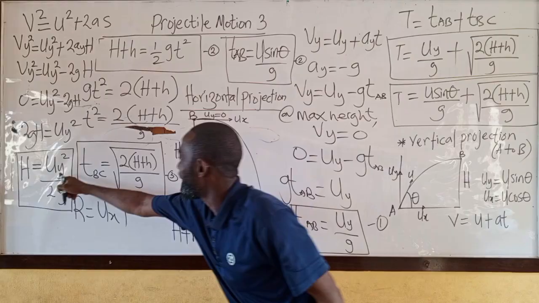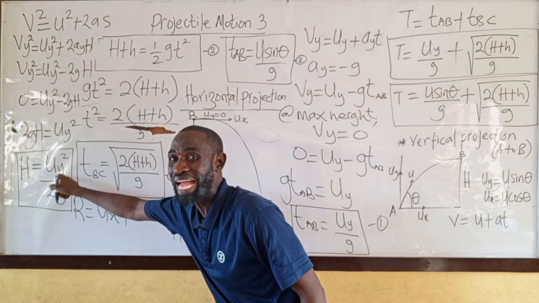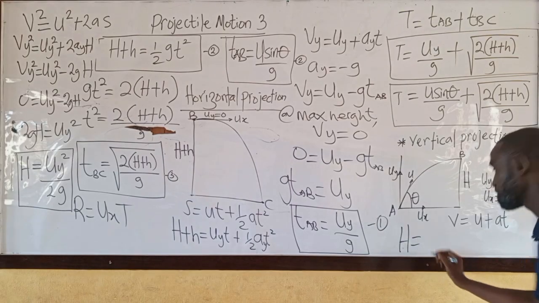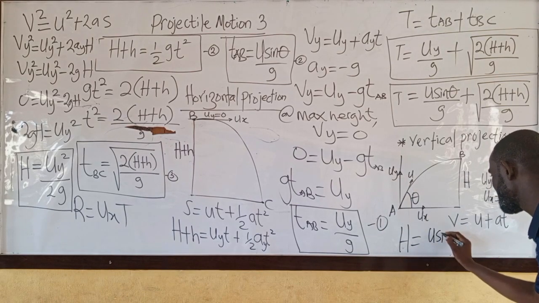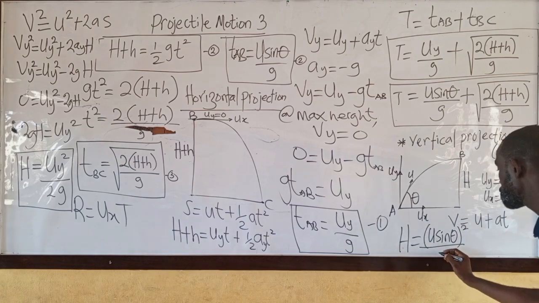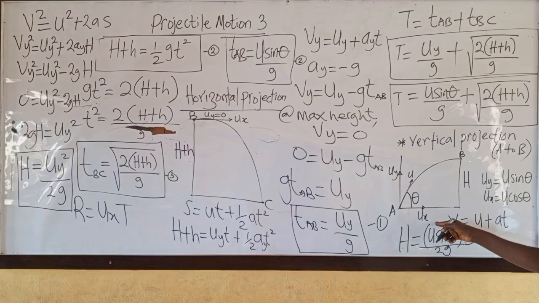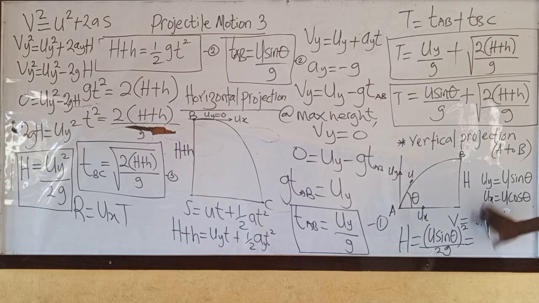Here, mind you, our U of y is U sin theta. I think you know that. So my H equals (U sin theta) squared all over 2g, which equals, if I open the bracket, U squared sin squared theta all over 2g. So finally, the height is equal to U squared sin squared theta all over 2g.